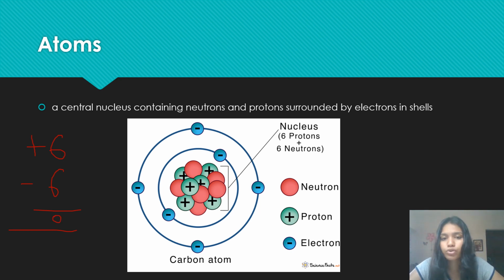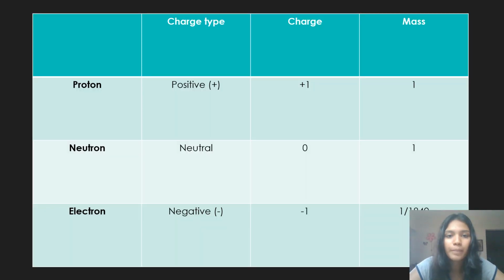And then we also have neutrons, but the neutrons also have a 0 charge. So 0 plus 1, 2, 3, 4, 5, 6. There are 6 neutrons. So 0 plus 6 times 0 gives you 0. So the overall charge of an atom is 0 and it is neutrally charged. It doesn't have a charge. That's basically what an atom is. Protons are positively charged, neutrons are neutral, and electrons are negatively charged.